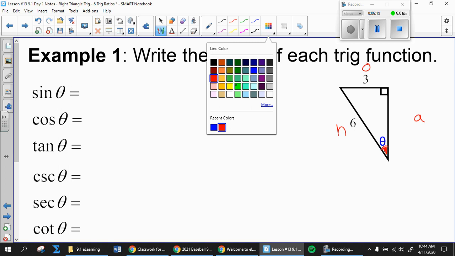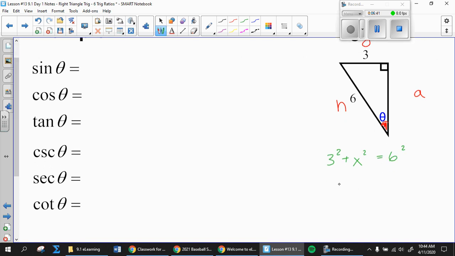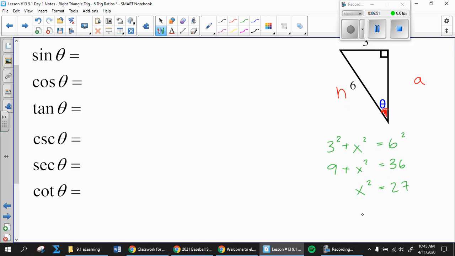We don't have the adjacent side. And so what we're going to have to do first is find that adjacent side so that we can use it with any of these trig ratios over here that need the adjacent side. So right triangles, missing a side, all we need to do is Pythagorean theorem. So 3 squared plus the adjacent side squared equals 6 squared. So we get 9 plus x squared equals 36. Get x squared equals 27. We square root that. We get x equals square root of 27. And then we need to simplify that.